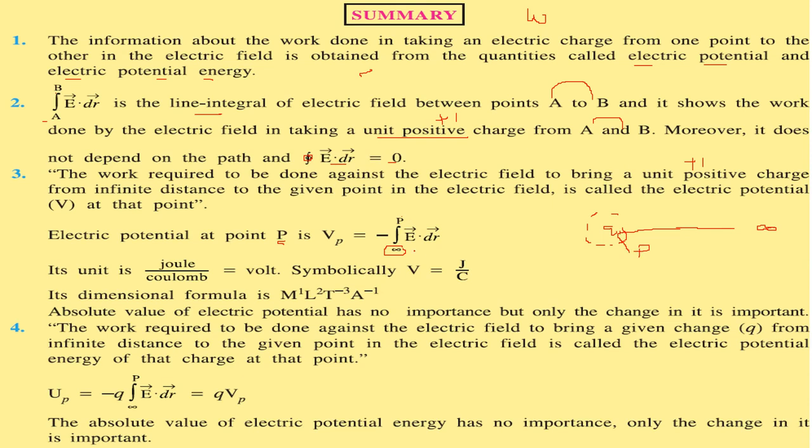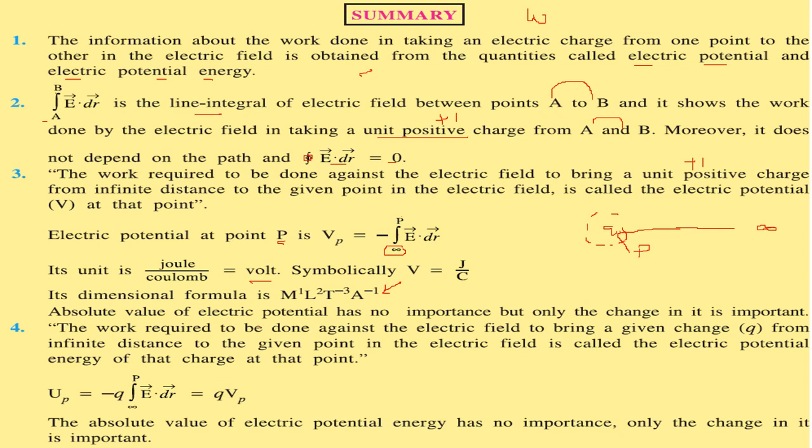This will be E dot dr. The unit is joule per coulomb, which we call volt. The symbol V is J by C. The dimensional formula is M1 L2 T minus 3 A minus 1. The absolute value of this electric potential has no importance, only the change is important. That is why we are interested in potential difference, not the potential.